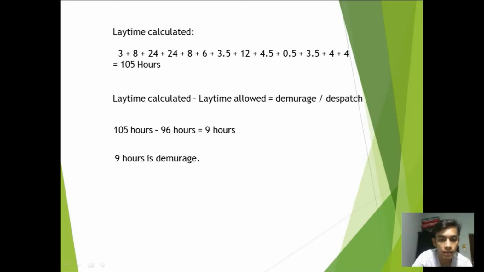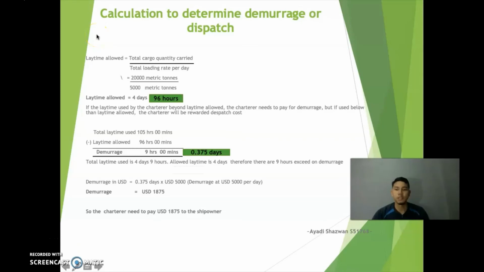How to calculate the demurrage we will explain in the next video. And that's all from me.